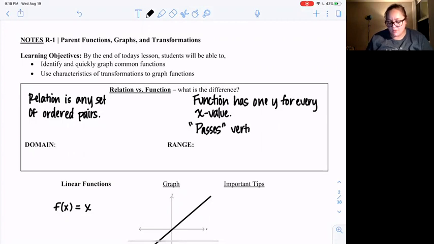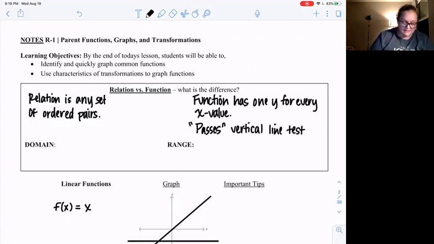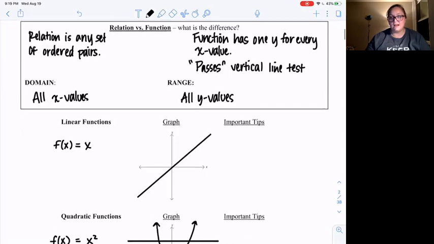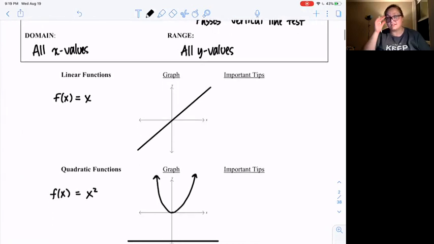So let's talk about what the domain and range are in terms of functions and in terms of the coordinate plane. So the domain is the set of x values. So we say it's all x values. And then the range is the set of y values, or all y values. Cool. Now let's talk about what the different parent functions are.